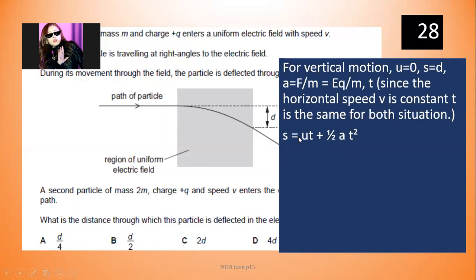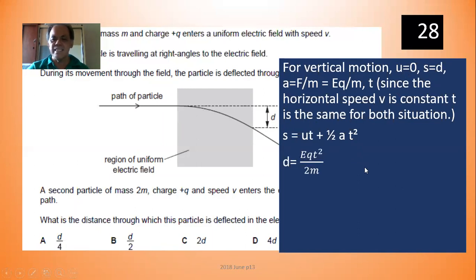So vertically, our s equals ut plus half at squared. u equals 0. So our s in this case is d. Then we have the half, u is 0, and then a is EQ over m, and then there's your t squared there. That's the original one.